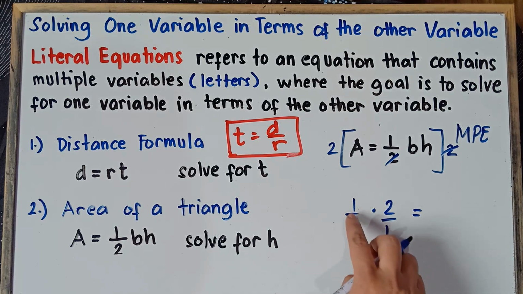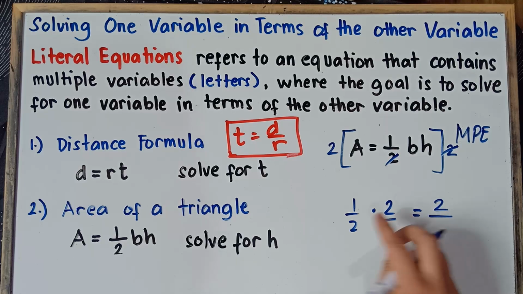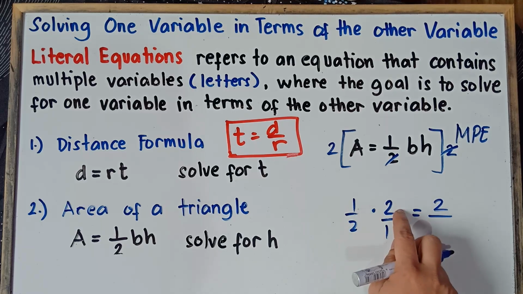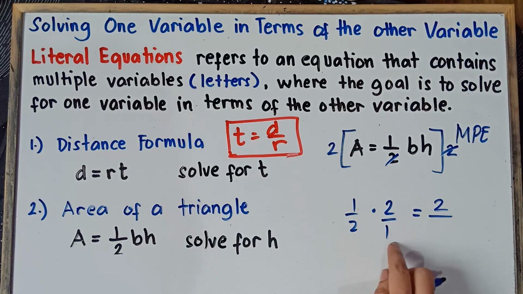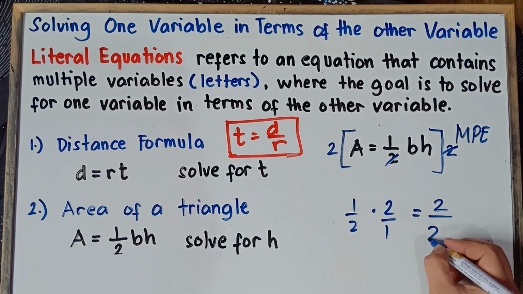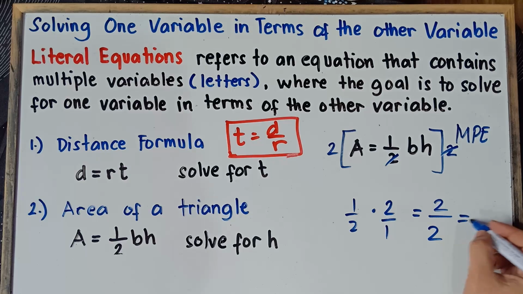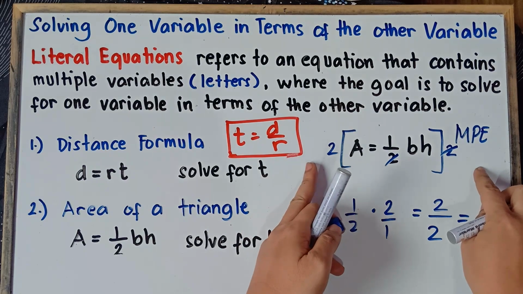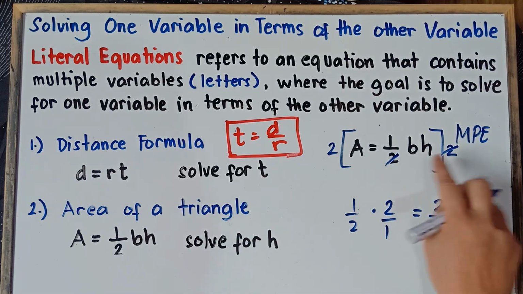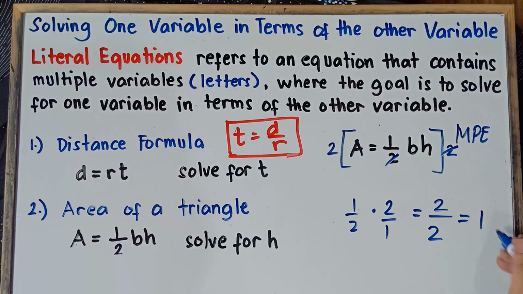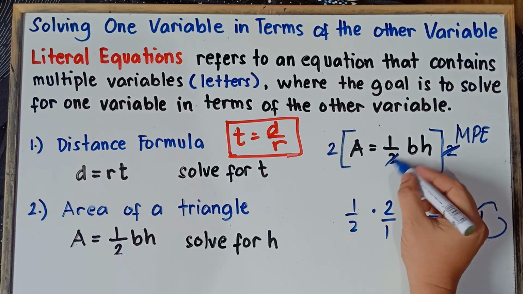If we multiply this 1 times 2, that would be 2. Multiply the numerators, 1 times 2, that would be 2. Multiply the denominators, 2 times 1, that would be 2. 2 divided by 2 would be equal to 1. So in this scenario, we need to multiply both sides by 2 so that we can cancel this out, because 1/2 times 2, the answer is 1. We can simply cancel this out.